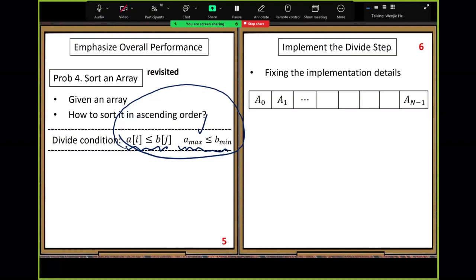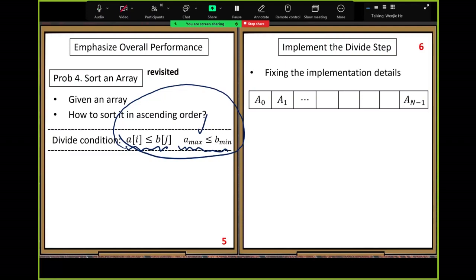Swap. So let's consider the swap operation. You can swap any two elements as you like. Then it is possible, right? After a certain number of swap operations, you can get two subarrays, a left subarray and a right subarray, such that the maximum of the left subarray is less than or equal to the minimum of the right subarray.